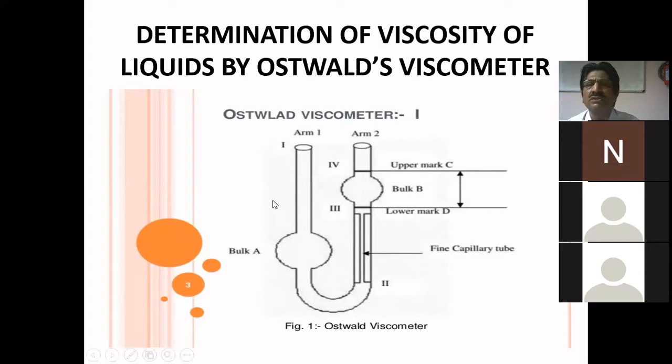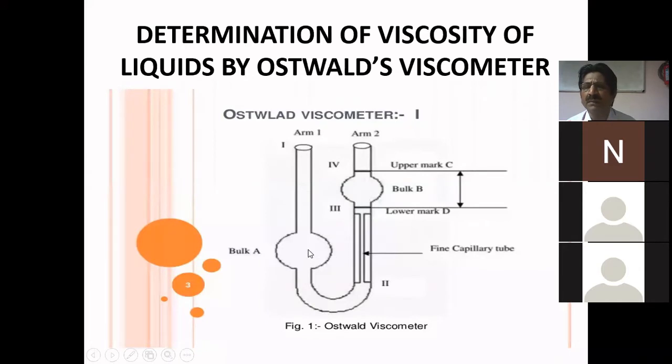Now we'll go to the determination of viscosity of a liquid by the Ostwald viscometer. This is the apparatus, a very simple instrument called the viscometer, which was given by the scientist Ostwald, and later it was called the Ostwald's viscometer. This is a U-shaped glass apparatus containing 2 bulbs. One is bulb A, as you see my cursor, and this is bulb B.